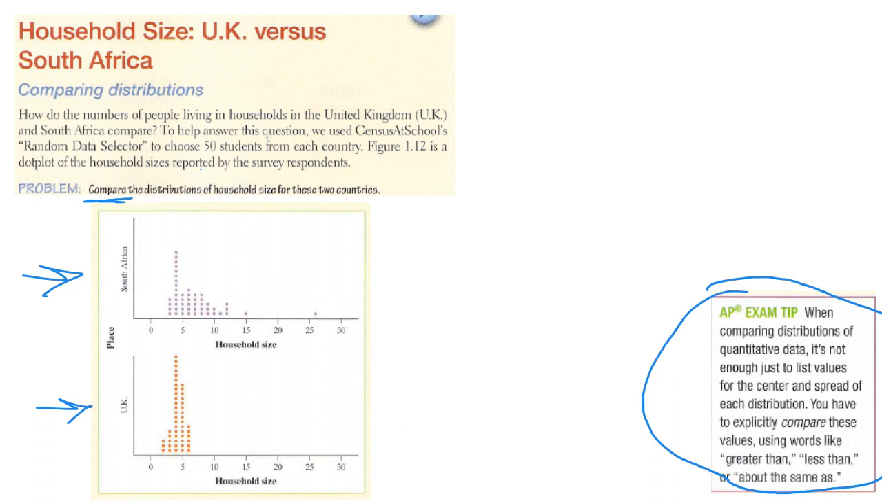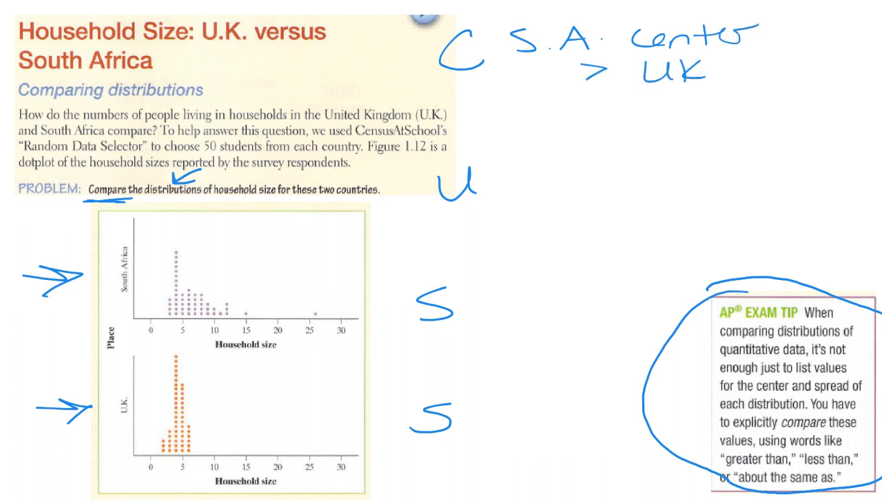So I've been asked to compare the distributions. So again, just like when I describe the distribution, I'm going to use my acronym. So I'm going to compare the two centers. South African center seems to be greater than UK. Again, I am shortening this a lot because of limited space on the screen here.